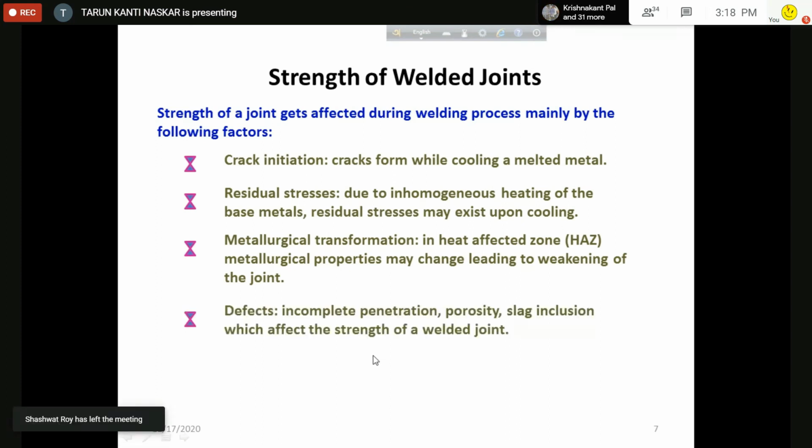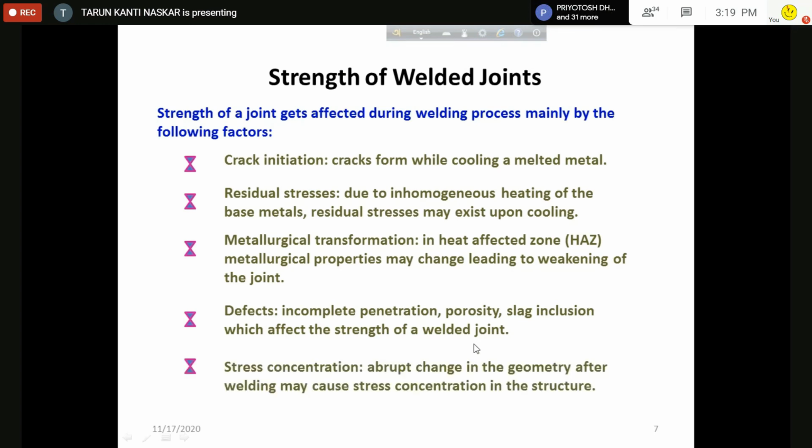Now defects. Incomplete penetration, that means when the filler material is inserted by the rod electrode, penetration is incomplete. Porosity may be generated, there may be slag inclusion, and all these things affect the strength of a welded joint.